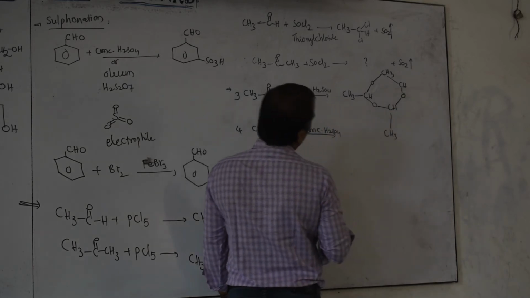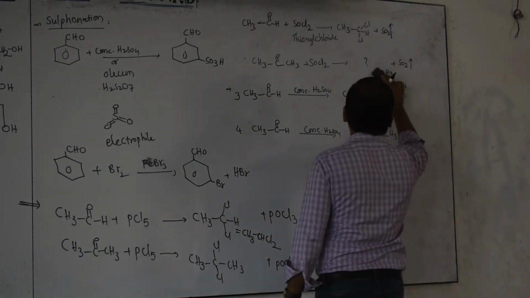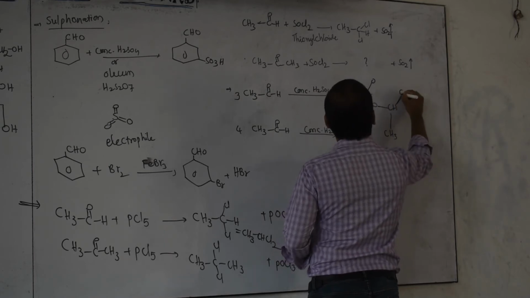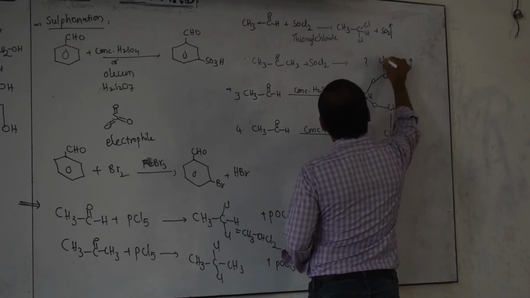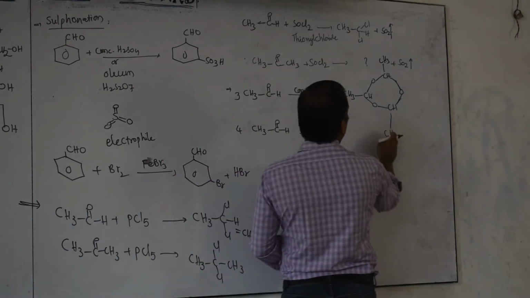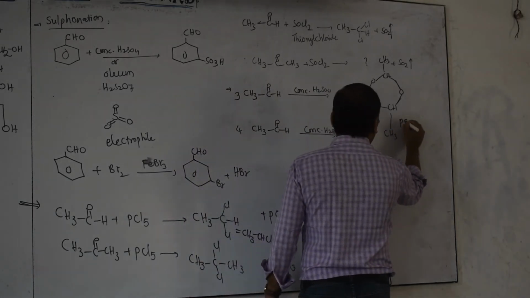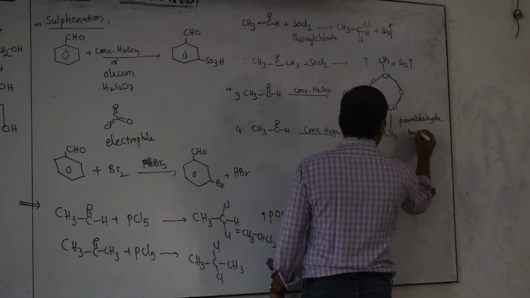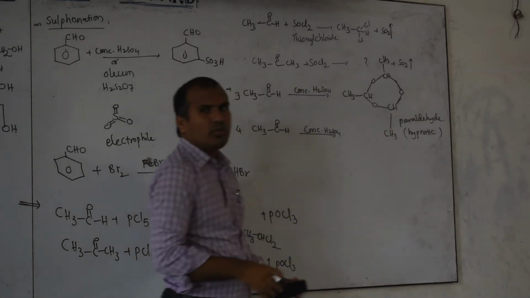Like this. Here O, here also O, CH and CH. Like this. 1, 2, 3 molecules. It undergoes cyclization. This is called paraldehyde. This is one of the hypnotic drugs. Hypnotic means to induce sleep.